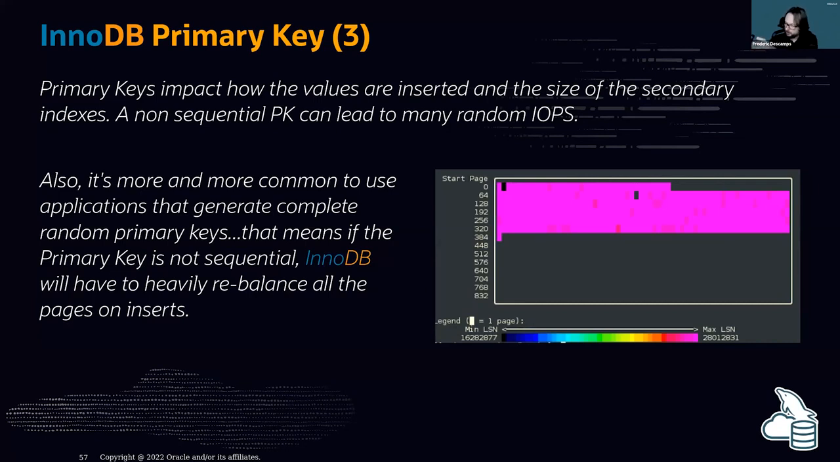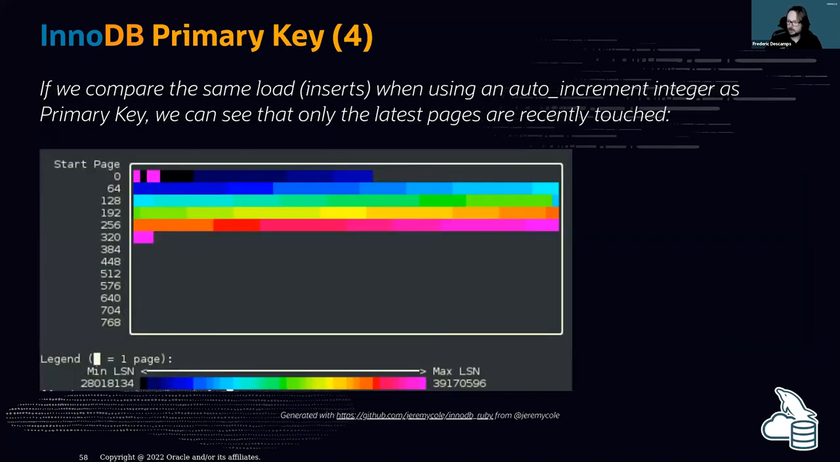So this is a heat map of one table, and you can see that every time we insert data, almost everything is touched, right? Because it is not sequential, InnoDB has to rebalance the clustered index, which is very bad for IOPS and operations. When we use a sequential primary key, like an auto-increment integer, only the latest rows are touched. This is why it's very important for performance to use a sequential primary key.